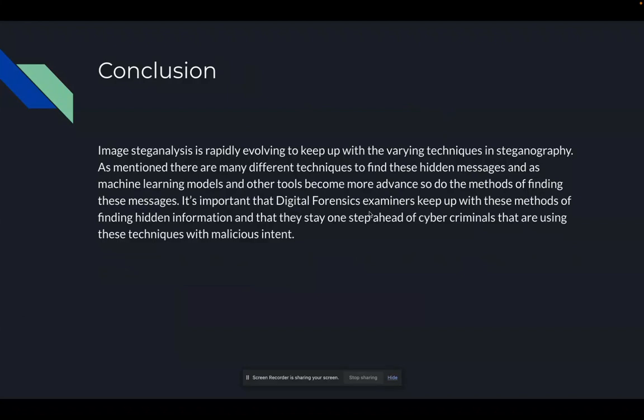So let's look at the conclusion. Image steganalysis is rapidly evolving to keep up with the varying techniques in steganography. As mentioned, there are many different techniques to find these hidden messages, and as machine learning models and other tools become more advanced, so do the methods of finding these messages. It's important that digital forensics examiners keep up with these methods of finding hidden information, and that they stay one step ahead of cyber criminals that are using these techniques with malicious intent.